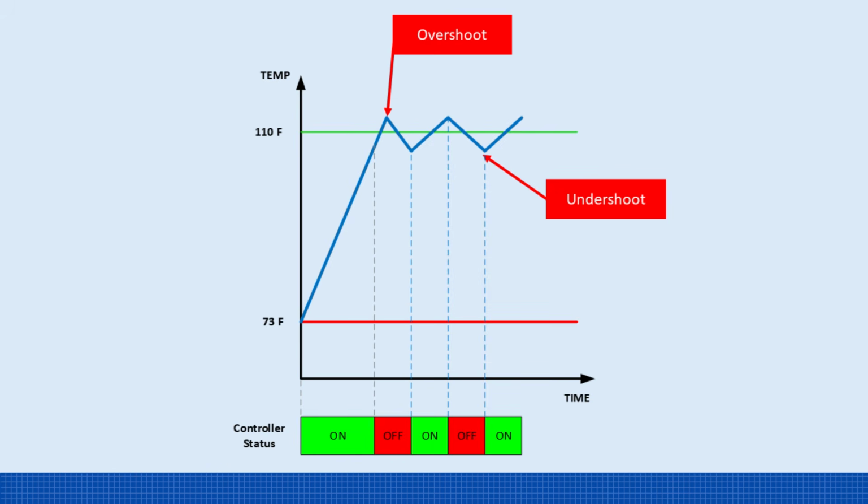If we only use proportional control, the system will usually oscillate around the set point. The temperature may go above the set point, then drop below it, and continue repeating this cycle. This creates overshoot and undershoot, where the temperature keeps swinging up and down instead of settling at the target value. If those swings are large, the system becomes unstable and inaccurate, which is why proportional control alone is usually not enough. And that's where integral and derivative control come into play.